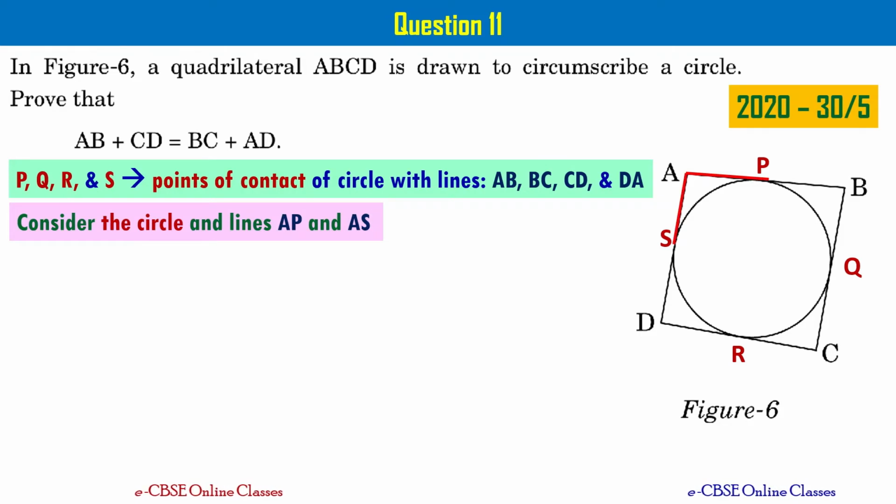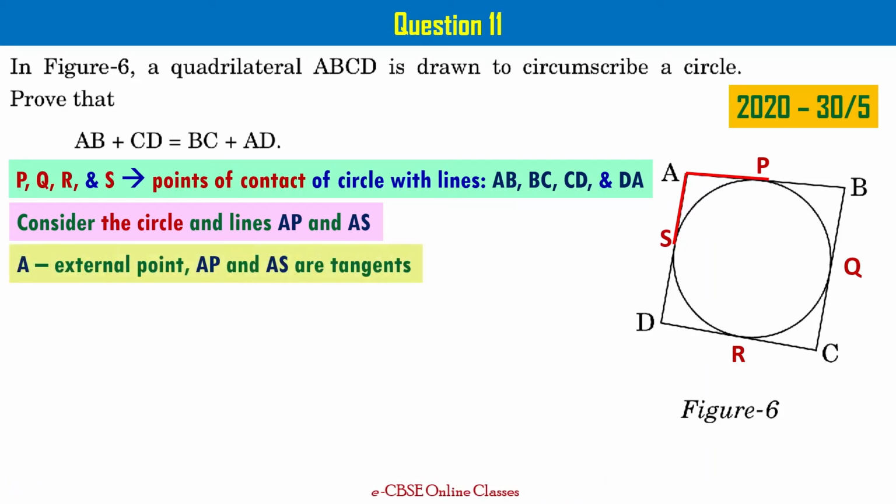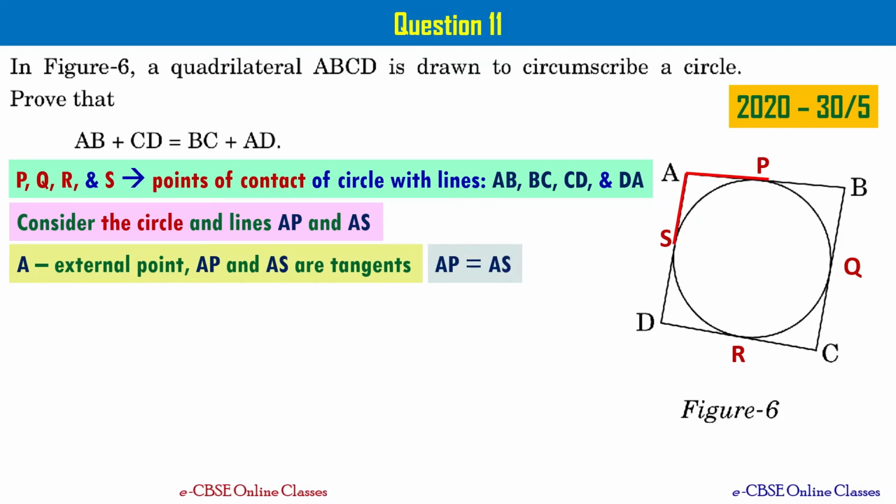Now let's consider the circle and lines AP and AS as shown in the figure. In this particular case, point A is an external point to the circle, and AP and AS are the two tangents drawn from external point A to the circle, right? It means we can apply the theorem we have seen just now. As per that, we can say that AP equal to AS, right?